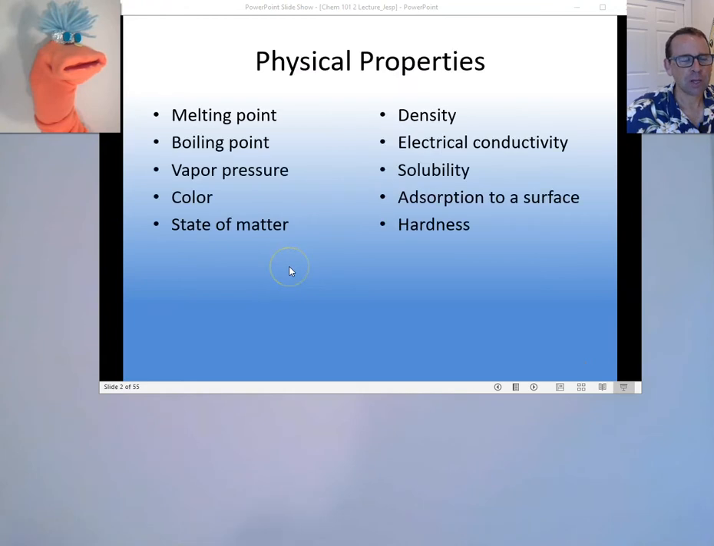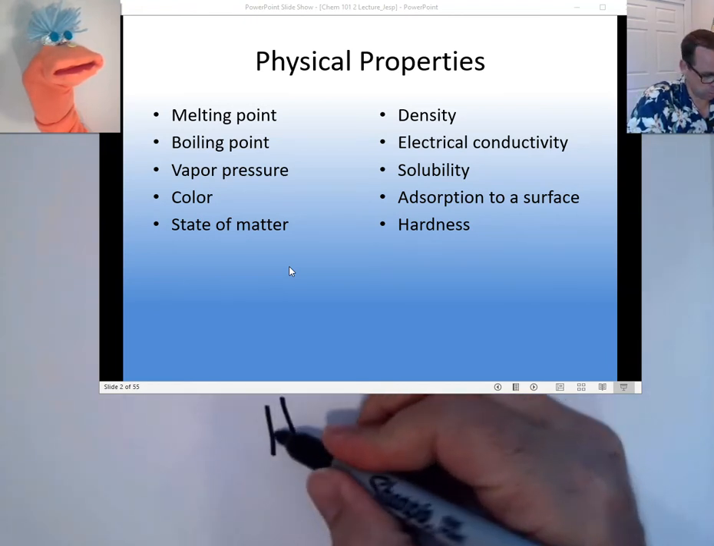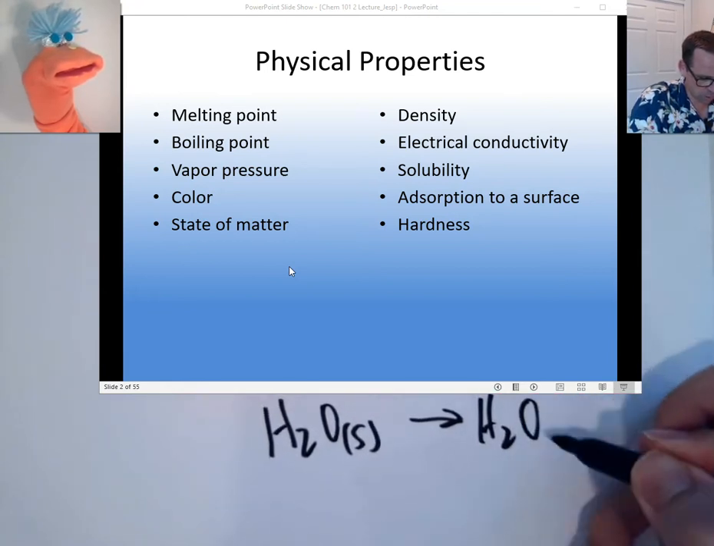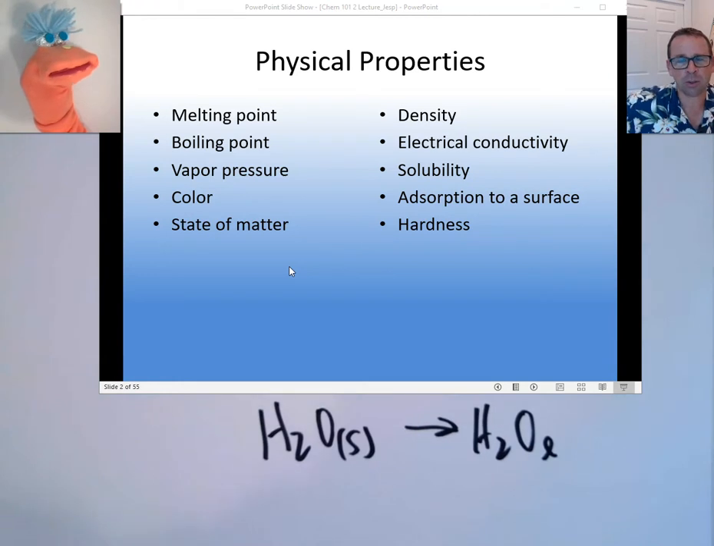So, physical and chemical properties are different from each other. Physical properties generally don't have to do with events that change the chemistry of a compound. Usually we might boil something or melt something, right? For example, water going from solid to liquid. What do you call that process if I go from solid to liquid? Solid to liquid? That's melting. Very good. That's melting.